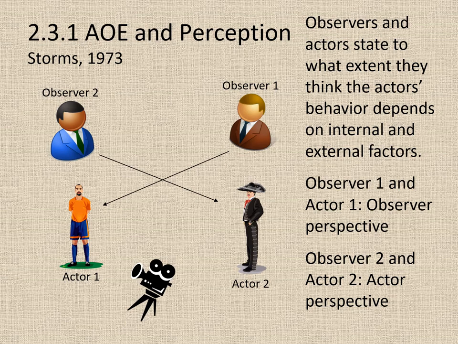After this conversation, all four persons look at the videotape that shows actor one, and then they are asked to explain why the actors behaved as they did in this situation. So observer two has been watching actor two, then he watches this video of actor one, and then he's asked to explain why actor two behaved as he did. If I remember right, it was only male subjects in this study.